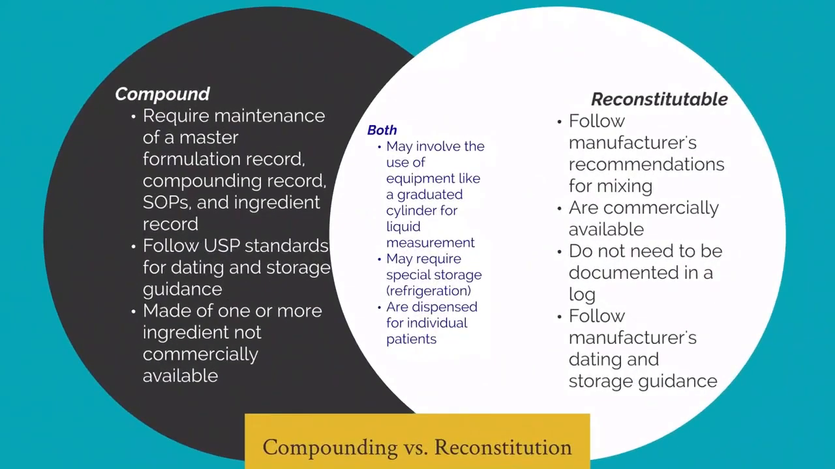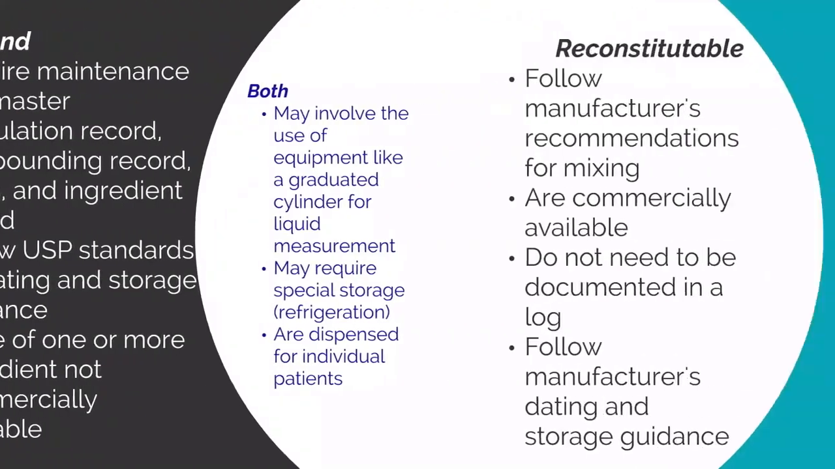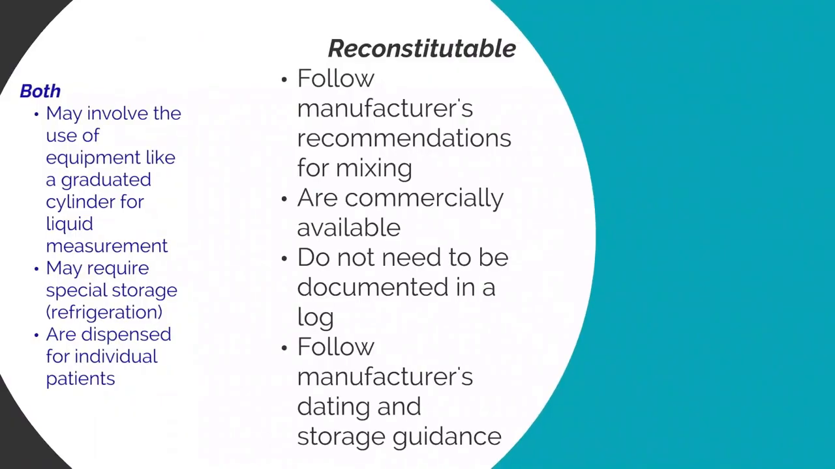So before we go, we are going to compare compounding versus reconstitution just to solidify it. So a compound requires a maintenance of a master formulation record, compounding record, SOPs, and ingredient record. They follow USP standards for dating and storage guidance and are made of one or more ingredients that are not commercially available. Whereas a reconstitutable follows the manufacturer's recommendations for mixing, and they are commercially available. They do not need to be documented in a log, and they follow the manufacturer's dating and storage guidance.